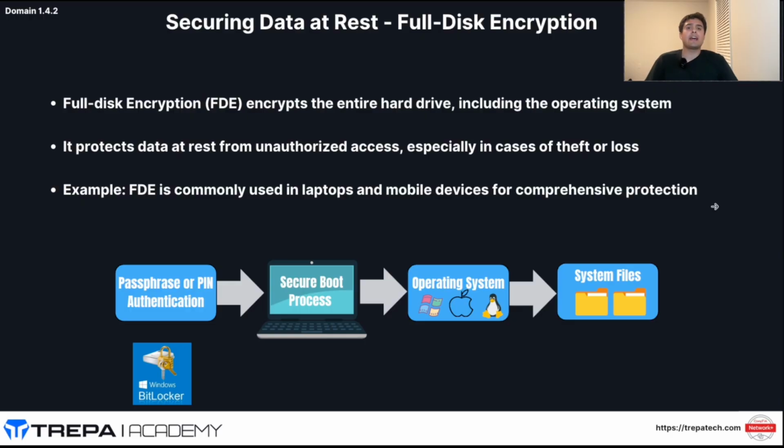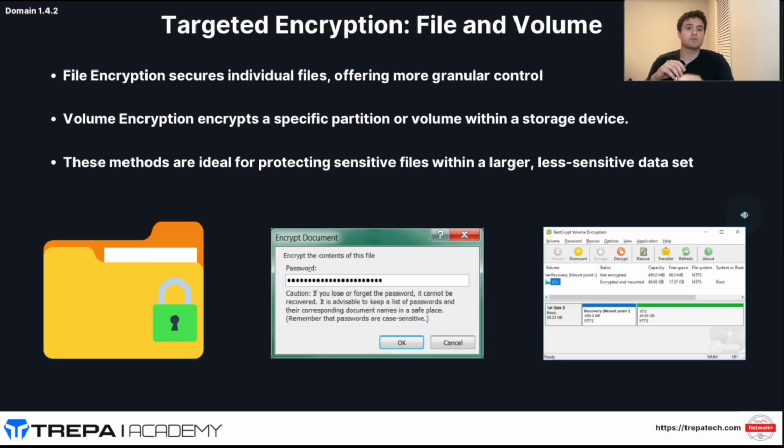Okay, so securing data at rest, full disk encryption. Full disk encryption encrypts the entire hard drive, including the operating system. So think of BitLocker, where you have to put a pin before you actually go through your boot process to bring up the operating system. This is the best way to really protect your devices when it comes to securing the entire drive, right? So it protects data at rest from unauthorized access, and especially in cases of theft or loss.